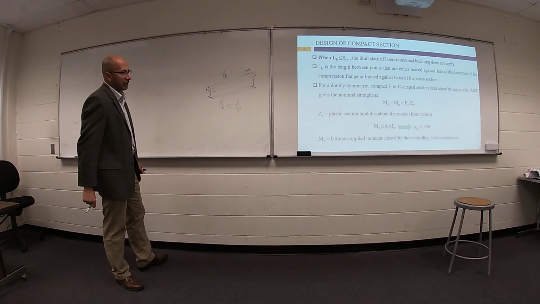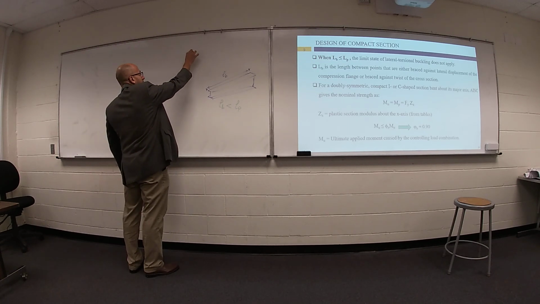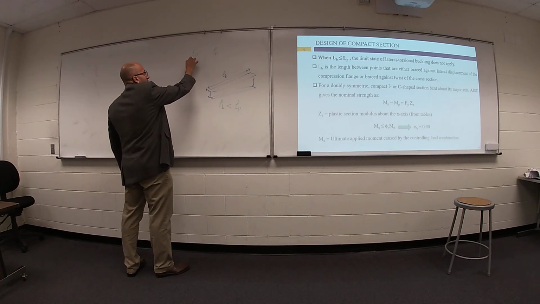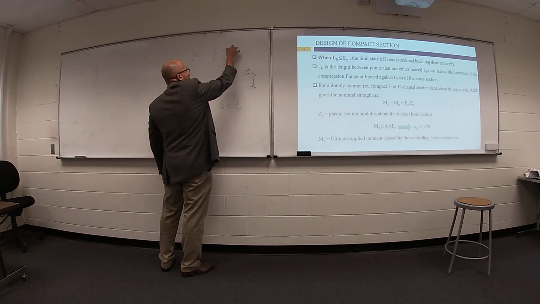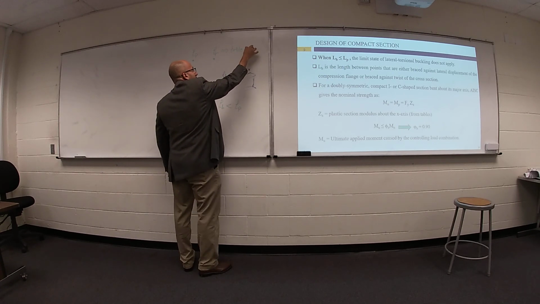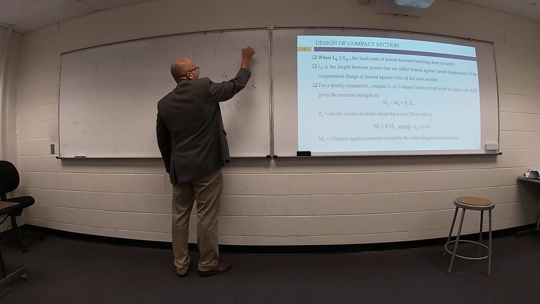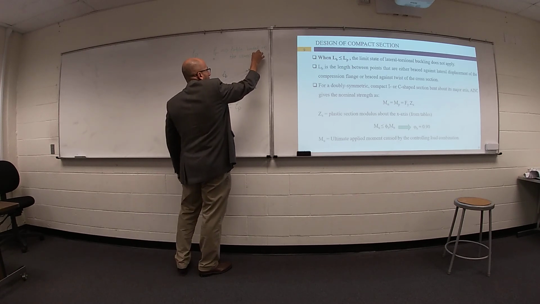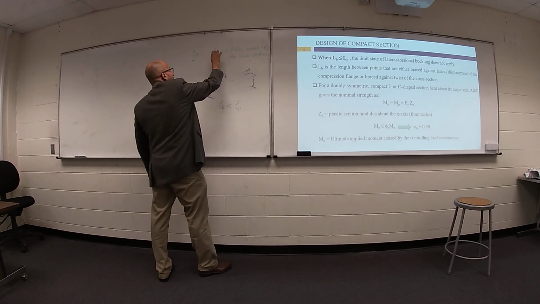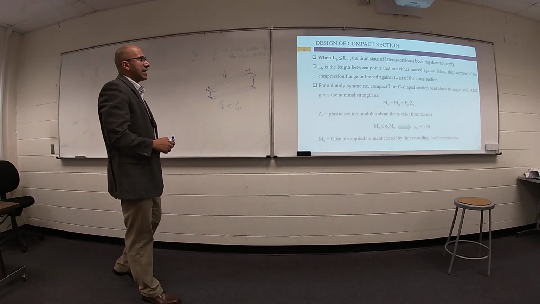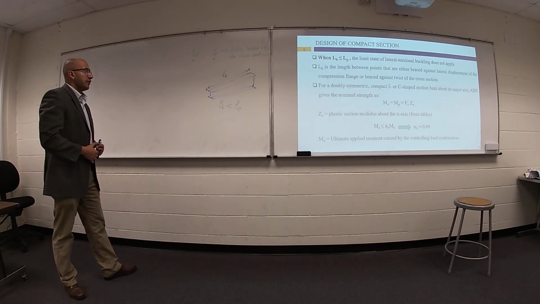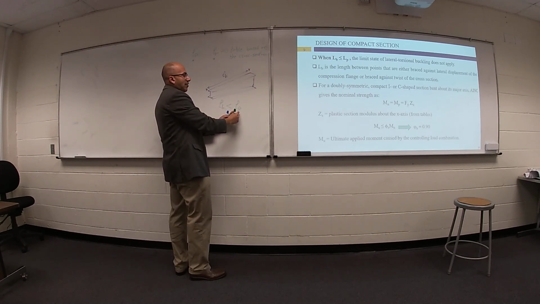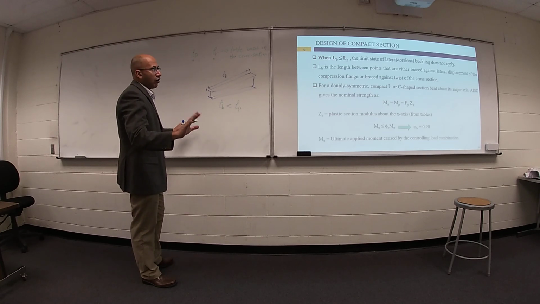As you remember from last time, we have two terms, LP and LR. These two terms come from tables based on the cross section. Each cross section has two values for LP and LR. If your unsupported length of the compression flange is less than LP, you are good.